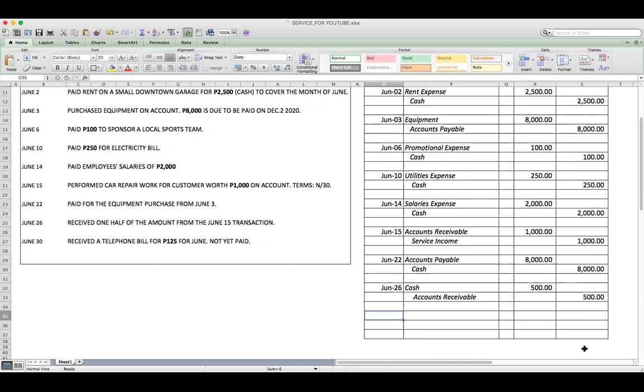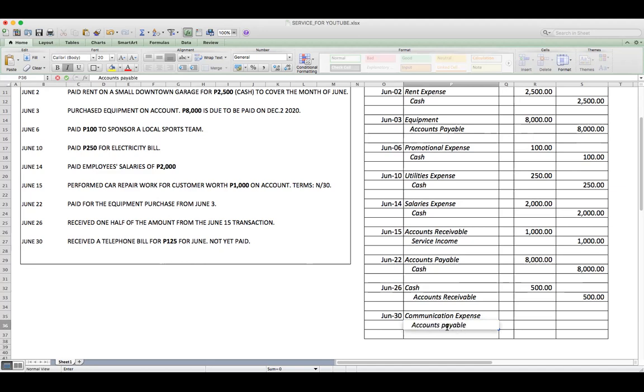Then, for the last date, June 30, our transaction is receive a telephone bill for 125 pesos for the month of June, not yet paid. So what did we receive? We received a telephone bill. What does telephone bill mean? It is also called communication expense. So we incurred an expense because the telephone bill is really a cost. But we cannot credit cash because it is not yet paid. So we didn't pay anything. Therefore, our credit instead of cash is accounts payable.